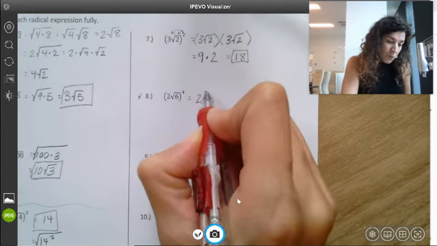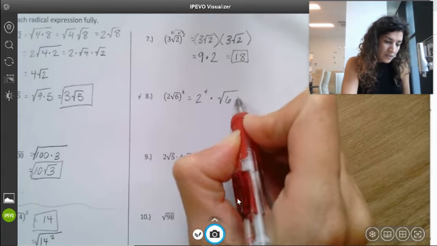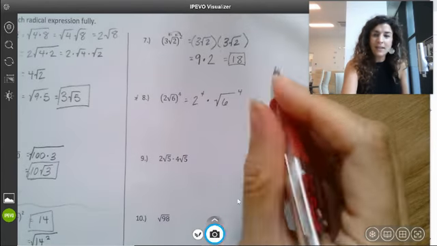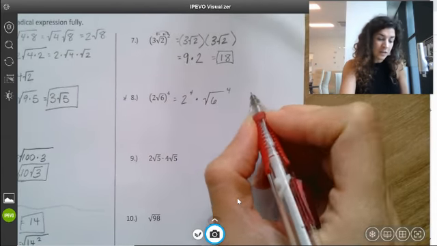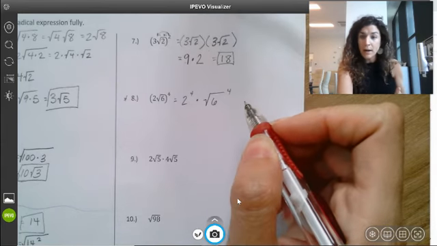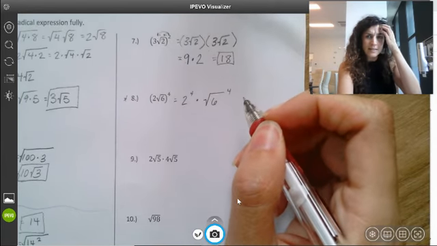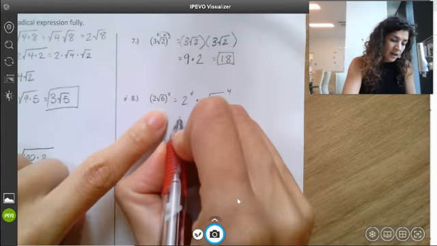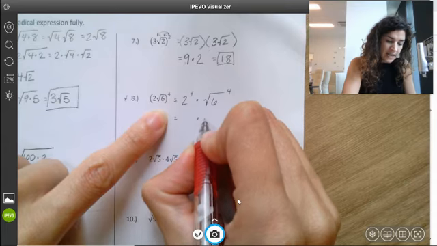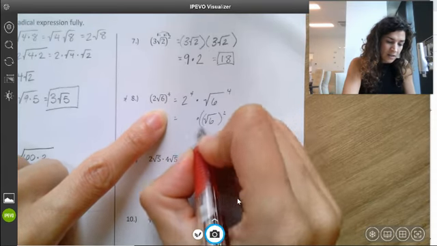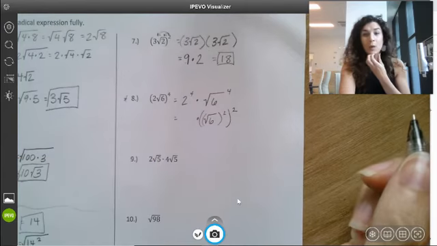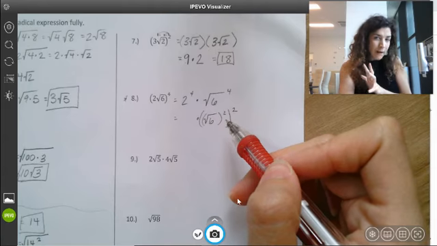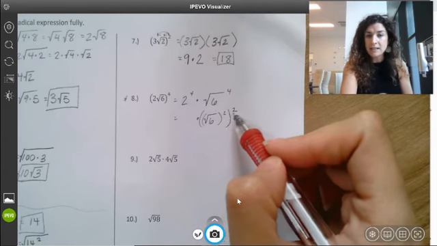So we get 2 to the 4th power times the square root of 6 to the 4th power. This was a little bit tricky, but hopefully you found out a few different ways that you can do this. You could have either figured out what 6 to the 4th power is, which is like 36 times 36. It's a big number. Or you could realize that that is the square root of 6 squared. Raising an exponent to another exponent results in the multiplication of those.